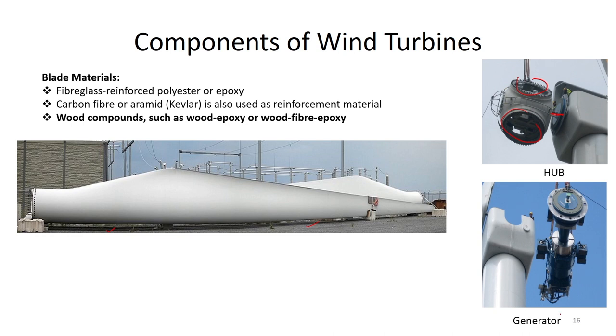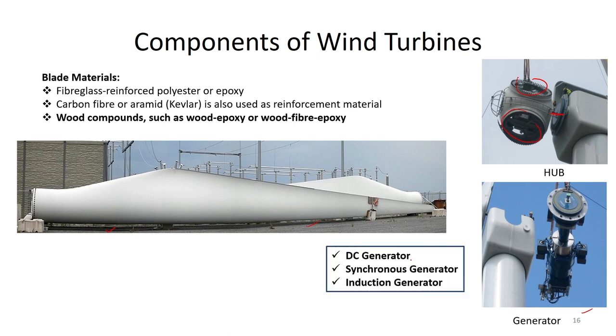And we'll have the generator. Normally induction generators are used. Three classes of generators are available. It may be a DC generator, a synchronous generator, or an induction generator. Each has advantages and disadvantages, but mostly induction generators are used for their many advantageous parameters.